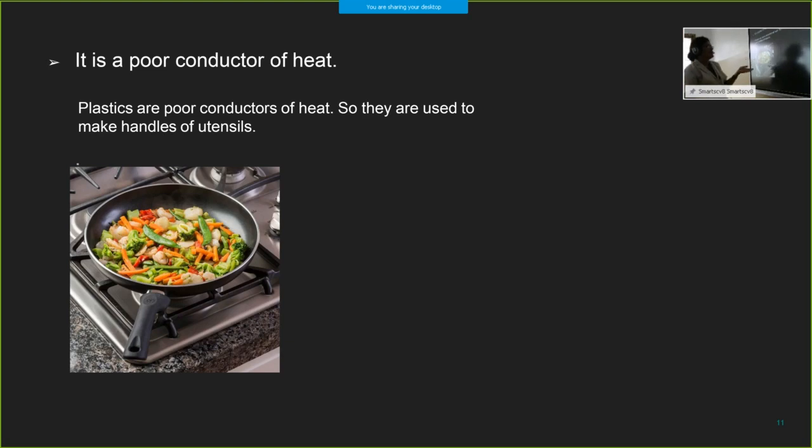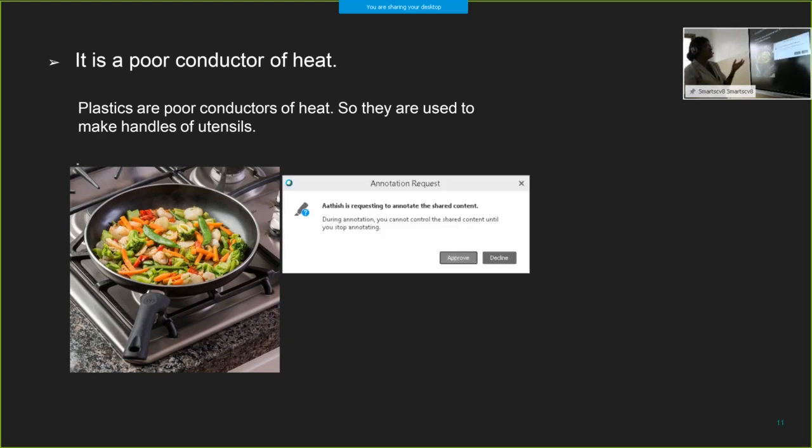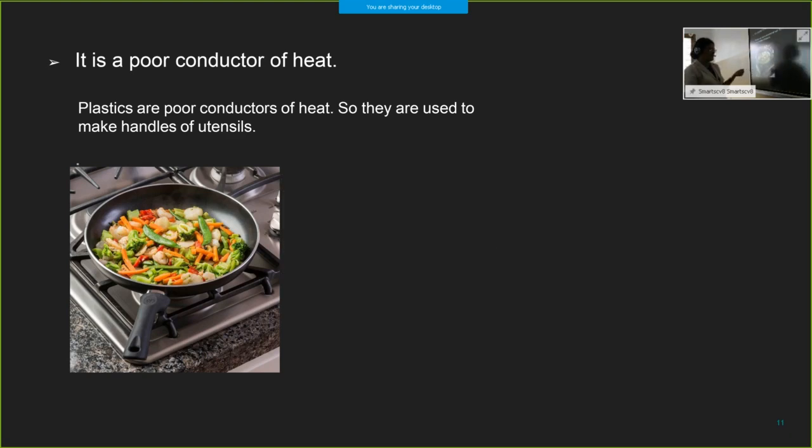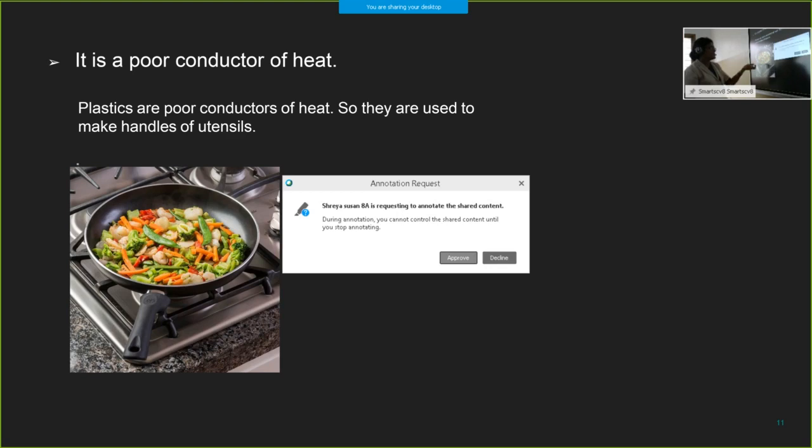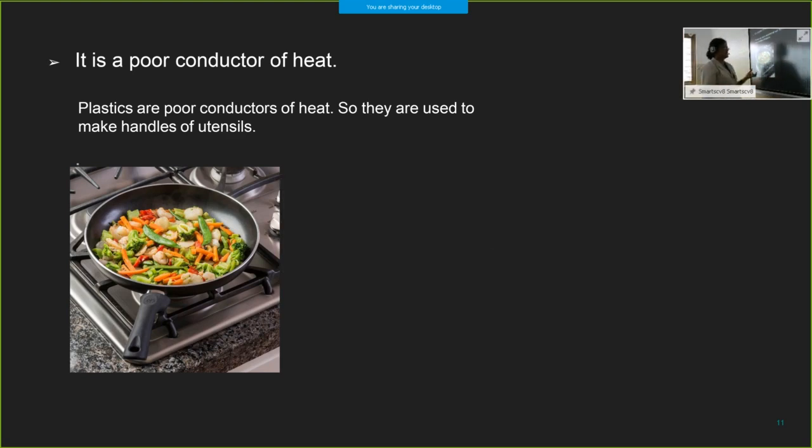The utensil which you use in the kitchen for cooking, the middle part is made of metal, whereas the handle is made of plastic. If the handle is made of metal, what will happen? You won't be able to touch it, is it not? Because it conducts heat. Metals conduct heat. So as a result, the handles of utensils are always made of plastic.